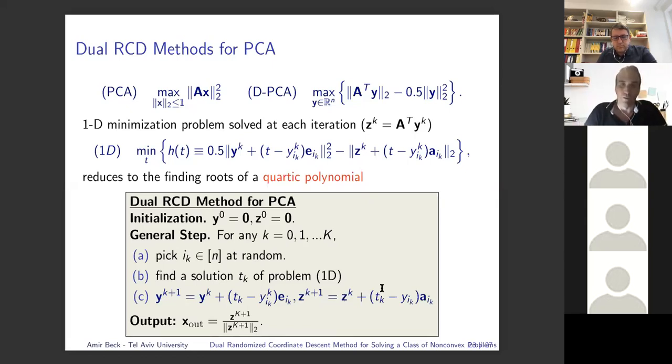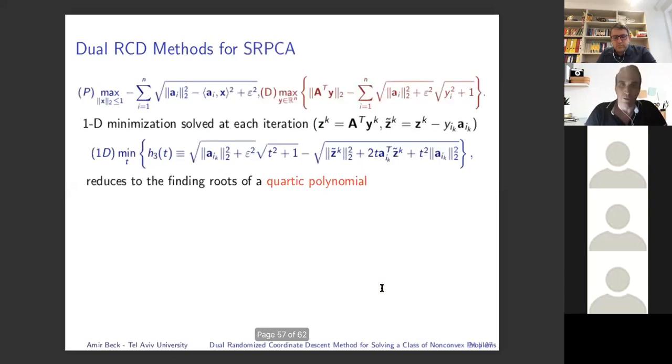So this is for PCA. Again, I'm not writing exactly what the quartic problem is. If you look at the square root PCA, the robust version, this was the primal problem. This is the dual problem. Actually, it's more or less the same. The only difference is that we need to solve different one-dimensional minimization problems.